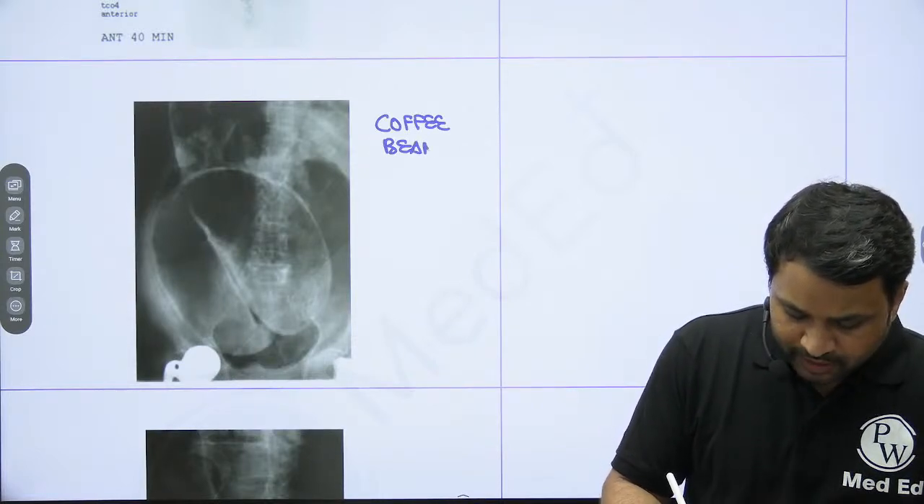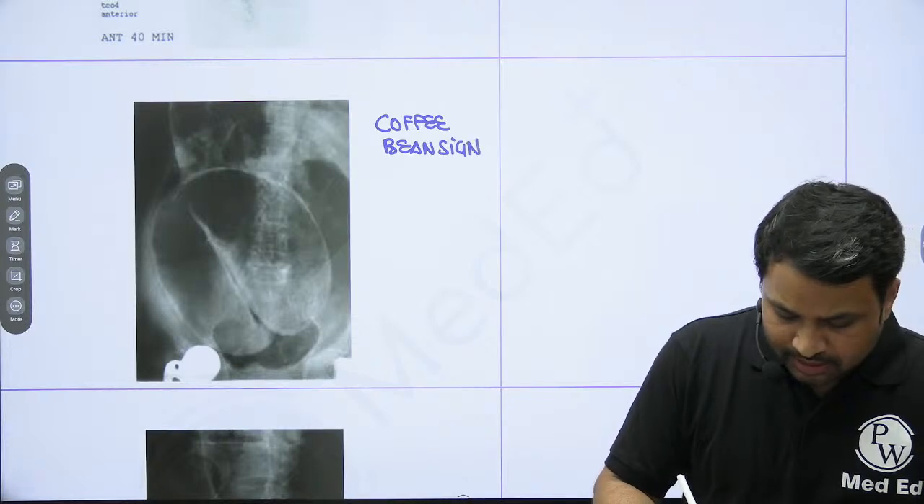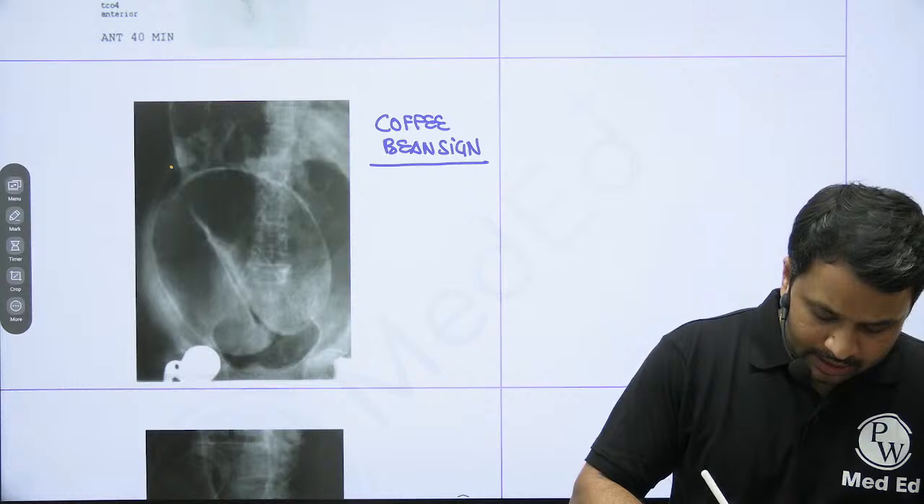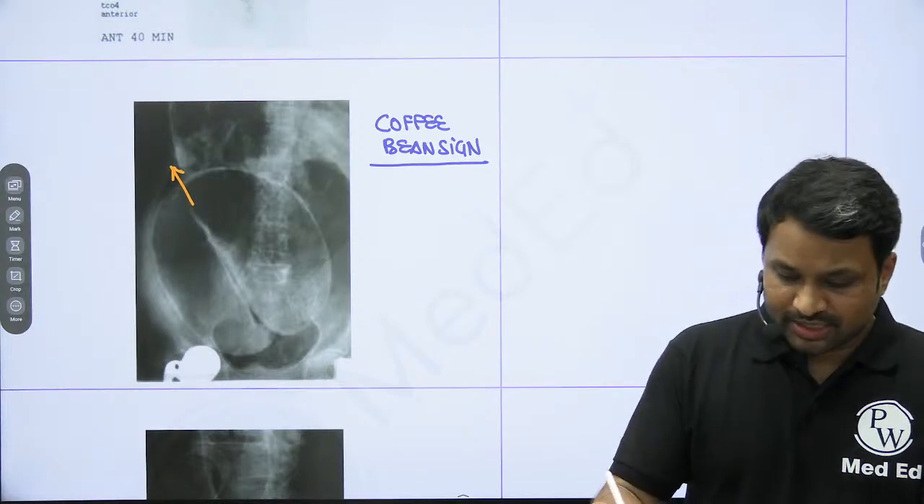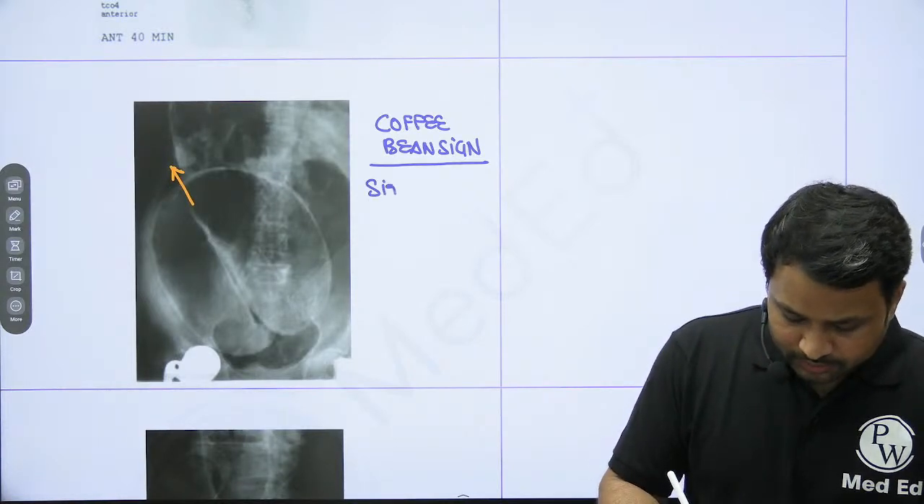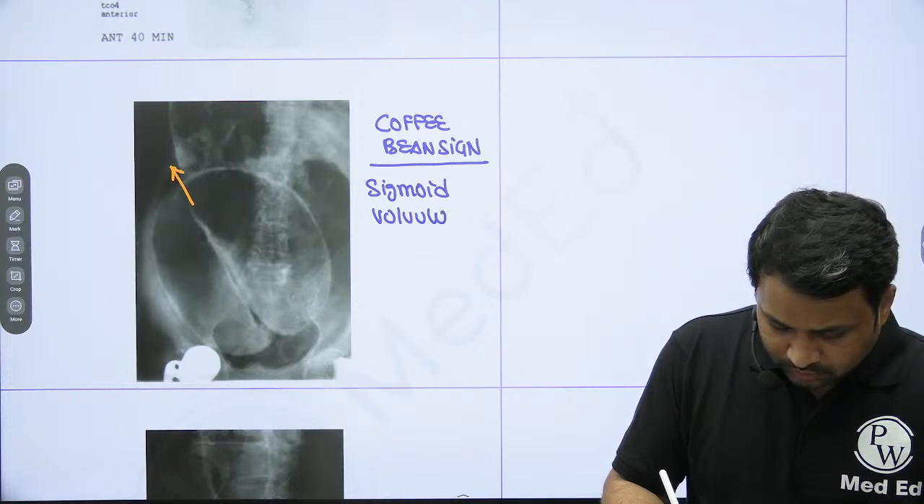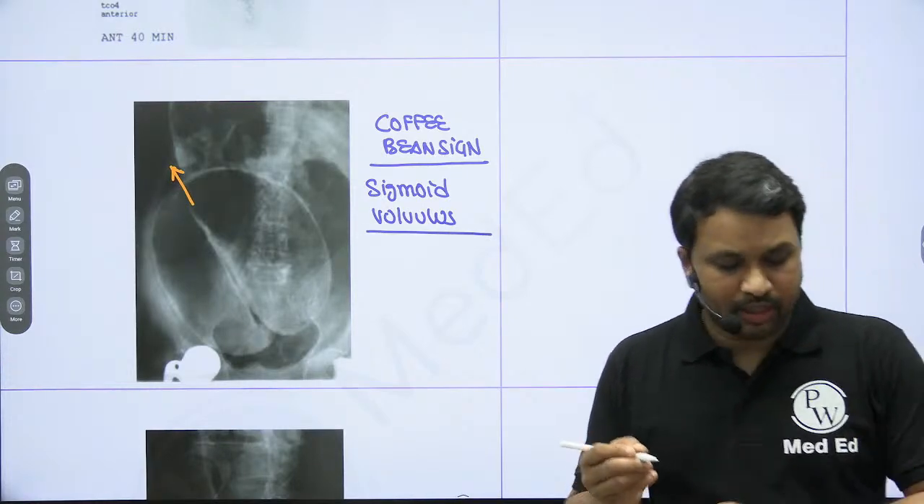Now the coffee bean sign is seen in sigmoid volvulus. See, I can see it is pointing towards the right upper abdomen. Okay. So I know that it is a sigmoid volvulus. It is seen in the sigmoid volvulus.